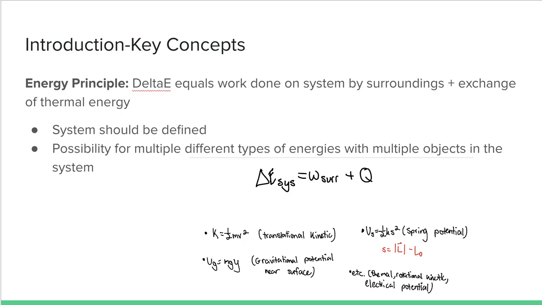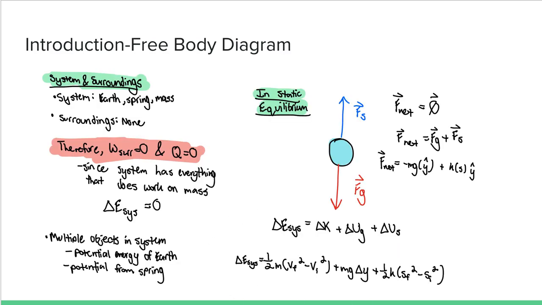The system should be defined, and there's a possibility for multiple different types of energy with multiple objects in the system, including these types. This is the free body diagram with the spring force going upwards and the gravitational force going downwards, and the net force equals 0. It's also in static equilibrium, so it's at rest at this point.